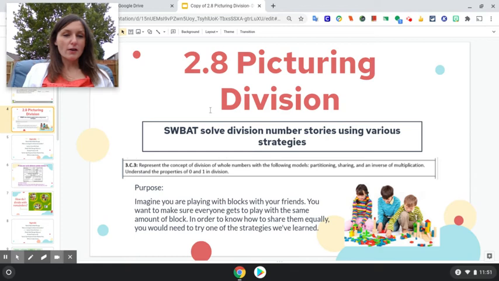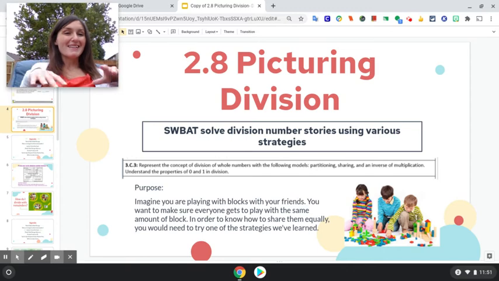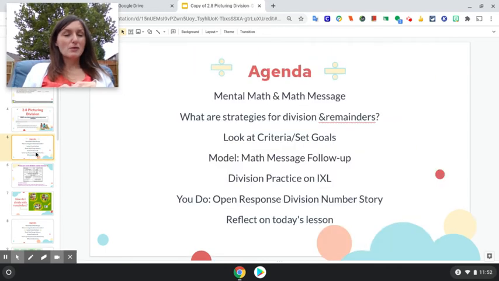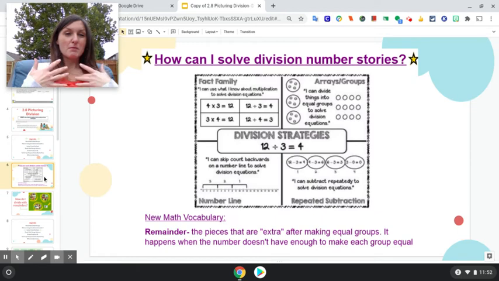This is part of our standard of being able to represent the concept of division using these different ways. Think about if you were working with your friends and you're trying to play blocks and everybody wants to get the same amount of blocks to play with, right? You want everybody to get an equal share. So maybe you're going to want to use one of these strategies that we learned today. Again, today is going to be an open response, so it's going to be a lot more of you trying to learn about your learning and less me showing you.